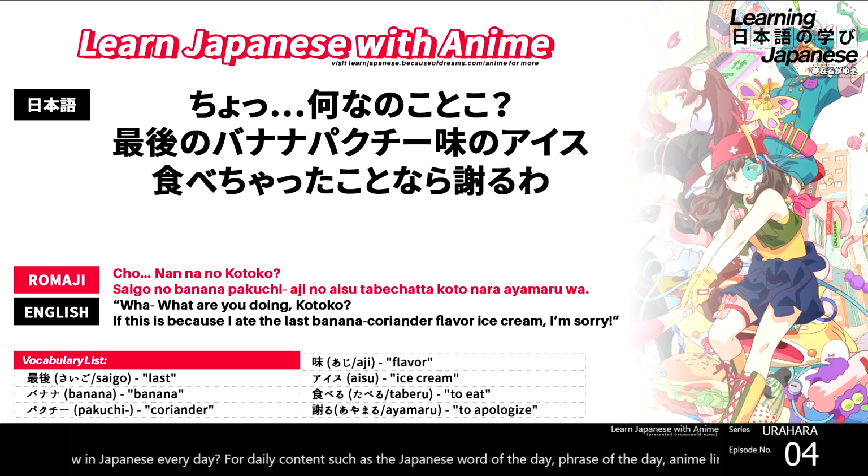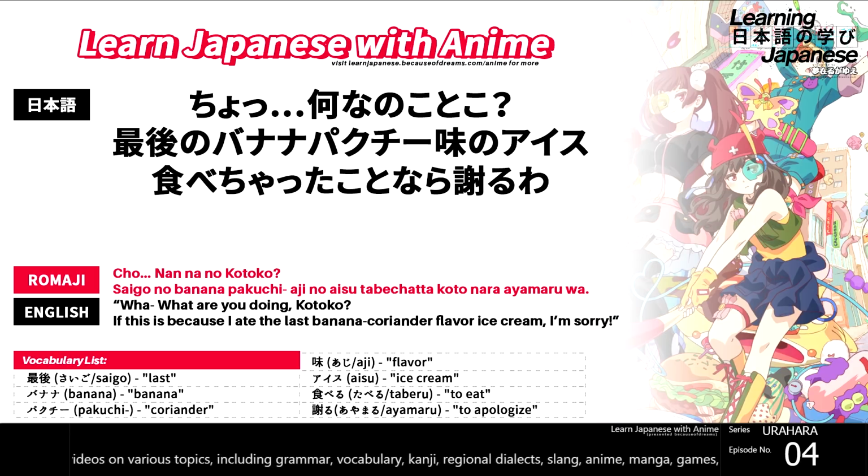So where did we leave off? We have three nouns here. We just covered the middle noun, the second noun, banana pakuchi aji, which is banana coriander flavor. We're going to take a look at that with the third noun first instead of the first noun, which was Saigo. So let's take a look at the third noun, which is aisu, which is ice cream. So banana pakuchi aji no aisu is going to translate to banana coriander flavor ice cream, because what this noun of a noun modification is basically translating to is ice cream of banana pakuchi aji, banana coriander flavor. So that more naturally just turns into banana coriander flavor ice cream.